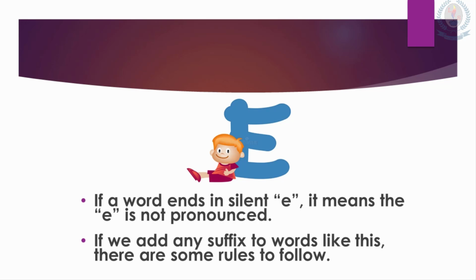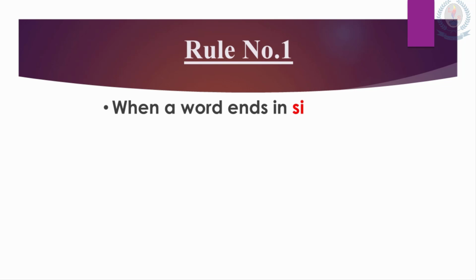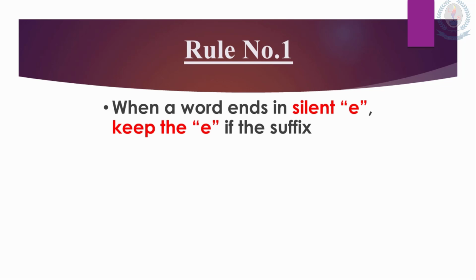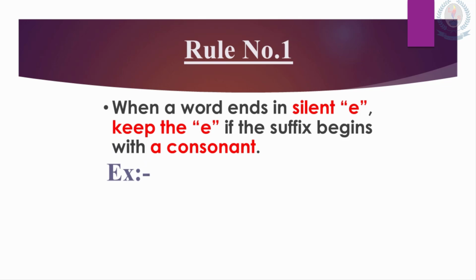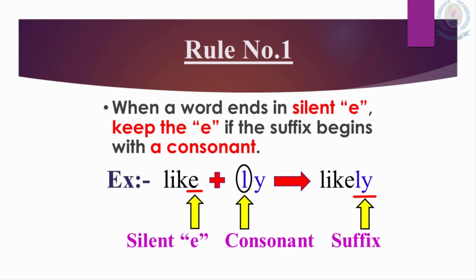If a word ends in silent E, it means the E is not pronounced. So, if we add any suffix to words ending in E, there are some rules to follow. Let's see what these rules are. Rule number 1. When a word ends in silent E, keep the E if the suffix begins with a consonant.